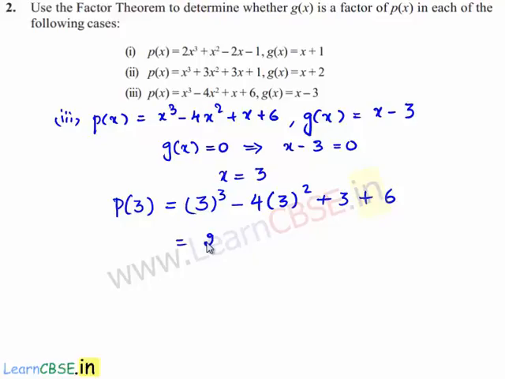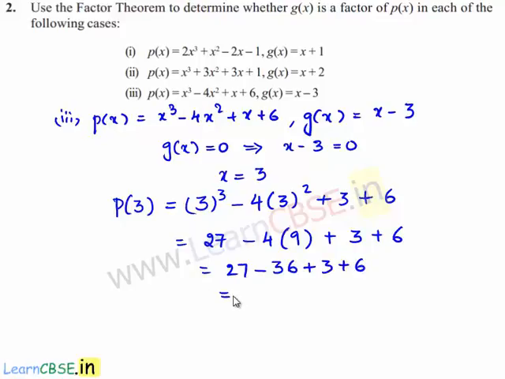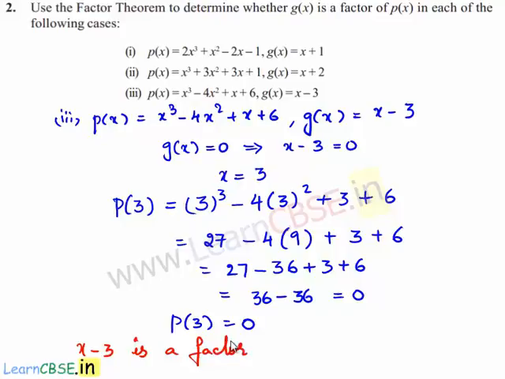3 cube is 27 minus 4 times of 3 square is 9 plus 3 plus 6, which is equal to 27 minus 36 plus 3 plus 6, that is 36 minus 36, which is equal to 0. So we got p of 3 is equal to 0. By factor theorem, we can say that x minus 3 is a factor of the given polynomial p of x.